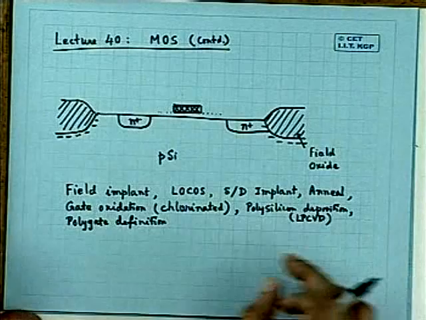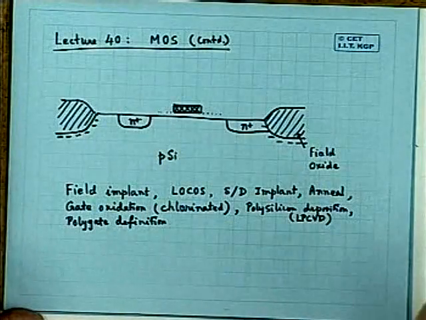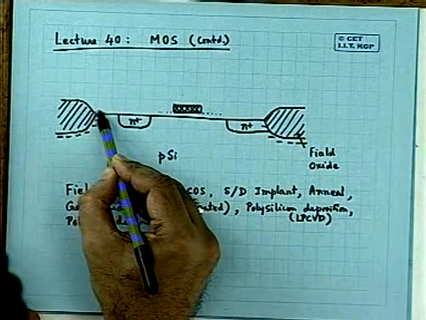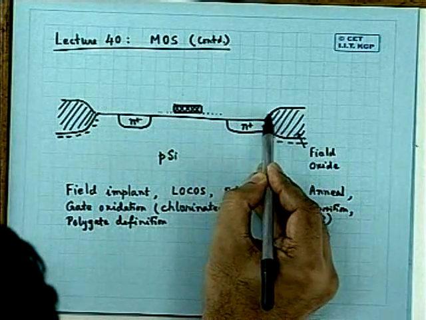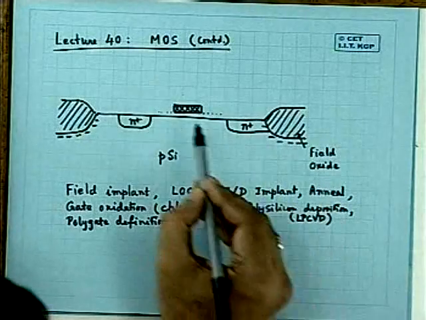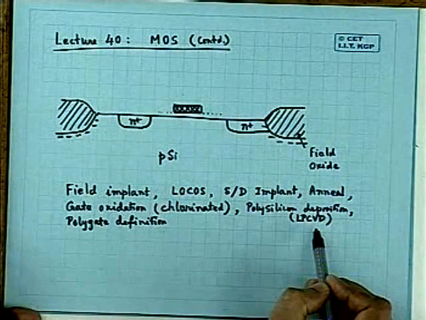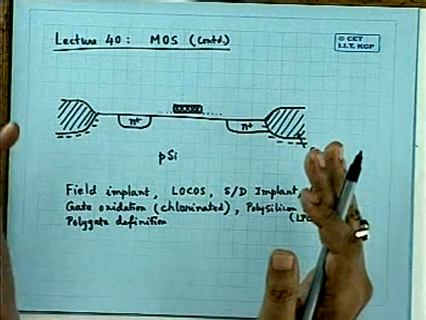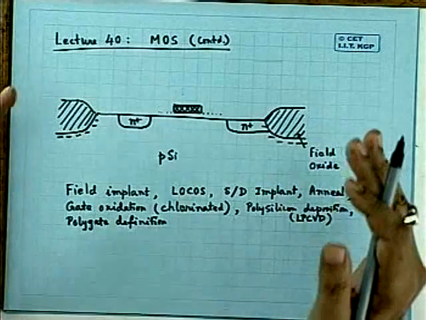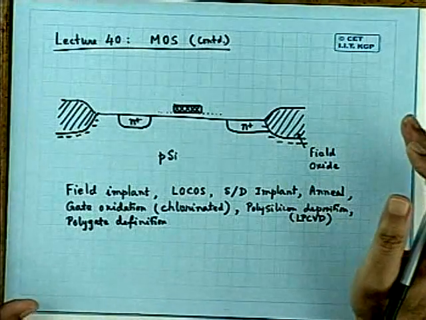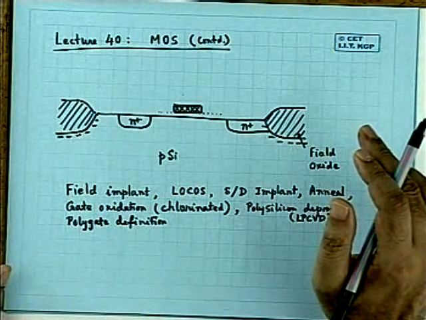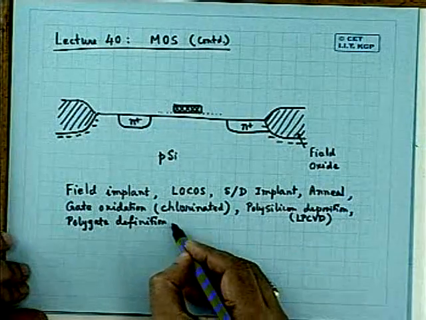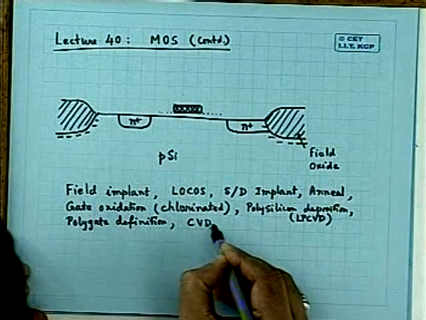Okay. So after the polygate definition, what do you do? You please see that there is a thin oxide everywhere, ultra thin gate oxide. Then we deposited polysilicon by LPCVD. We have defined the polysilicon by photolithography and some good etching technique like RIE, reactive ion etching. Afterward, you grow a CVD oxide on the whole thing. This is called CVD oxide.